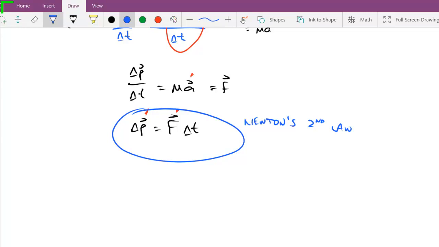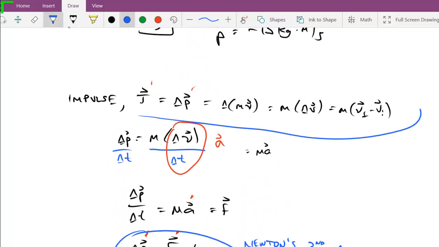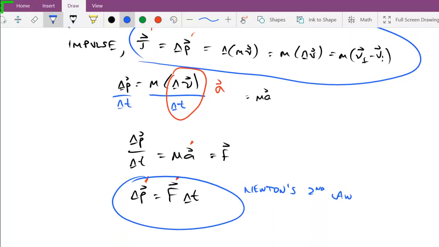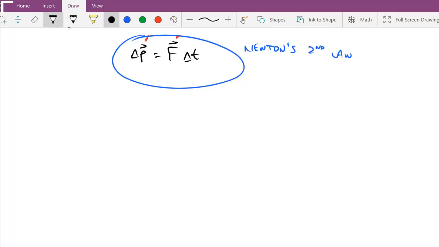So if we take Newton's second law and we combine it with what we had up here for the definition of impulse, we get what's known as the impulse momentum theorem, or the impulse momentum relationship. So an impulse is a change in momentum, which is a mass times final velocity minus initial velocity, which is equal to a force applied over a time interval. So all of these things are true.